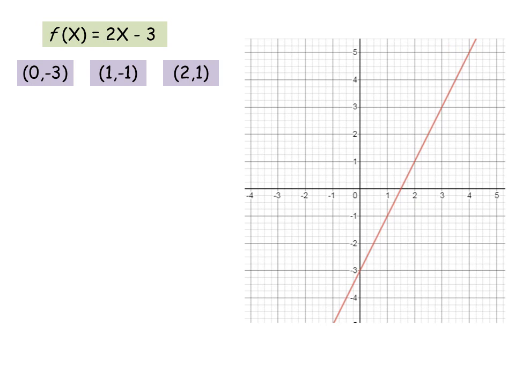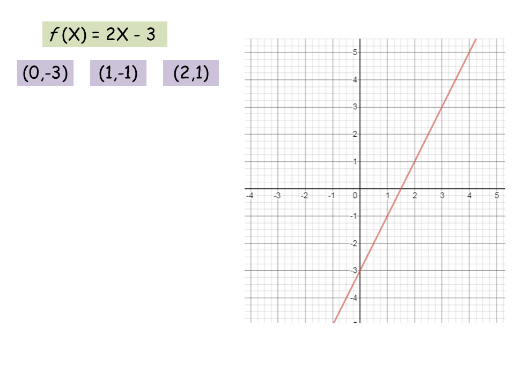I locate 0 and negative 3, and 1 and negative 1, 2 and 1, and connect these three ordered pairs to have my straight line, which represents the linear function. And I know that my drawing is correct because these three points are collinear and draw one straight line.